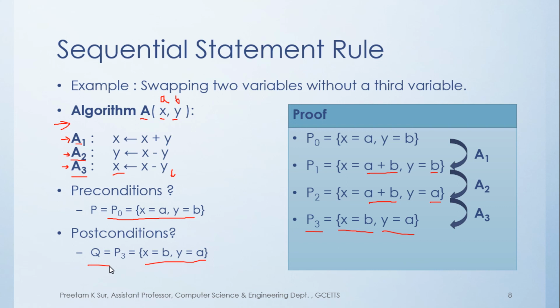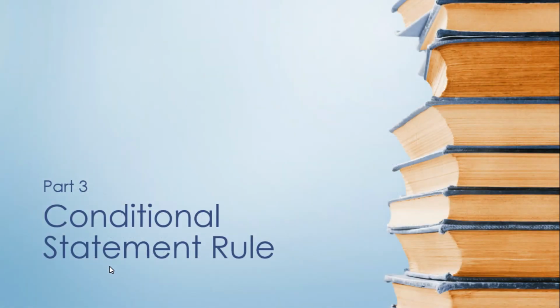Okay, so in the next part we'll look into the conditional statement rule, how we'll prove an algorithm correct if it contains a conditional statement.